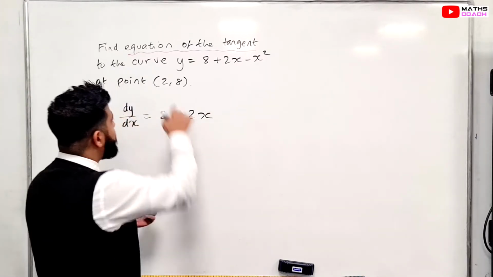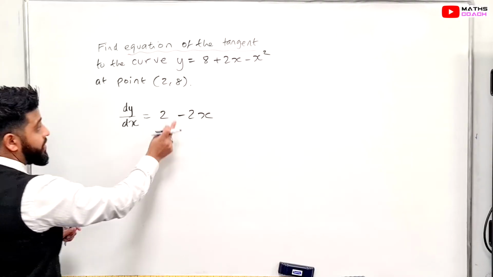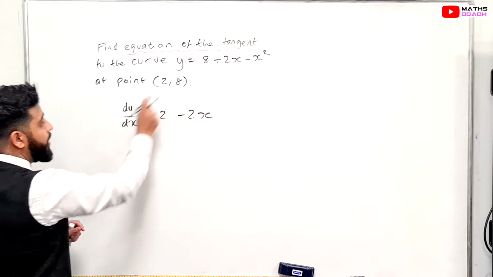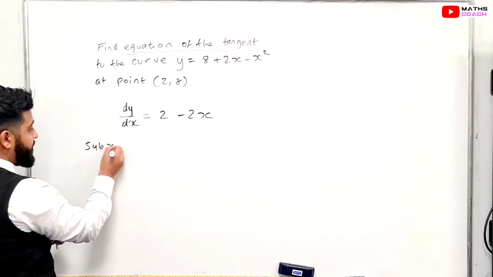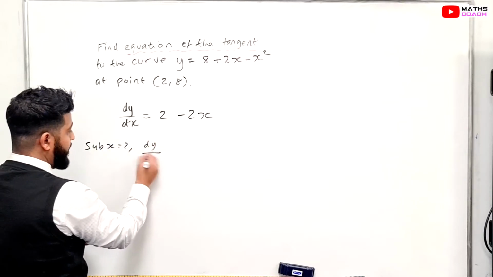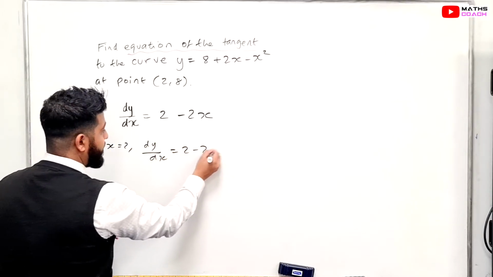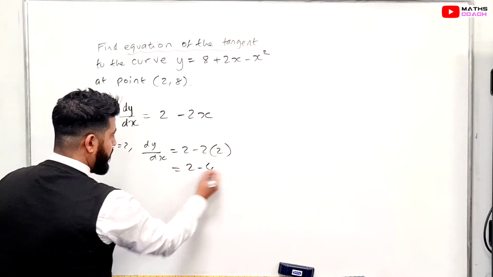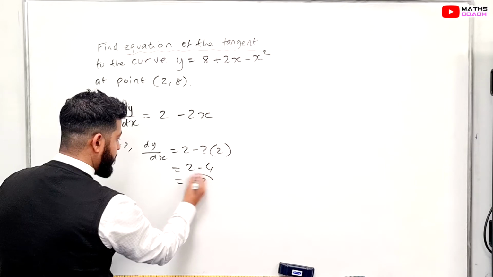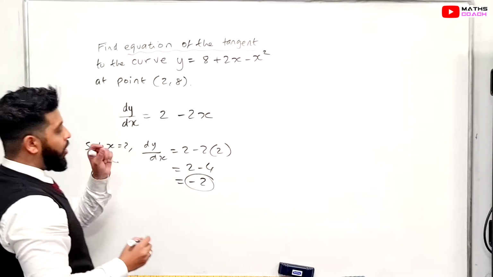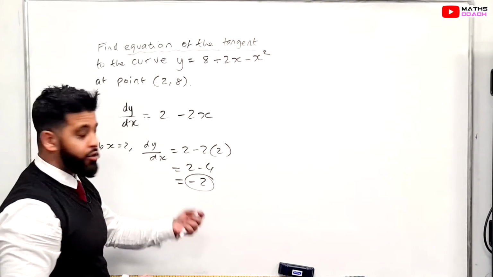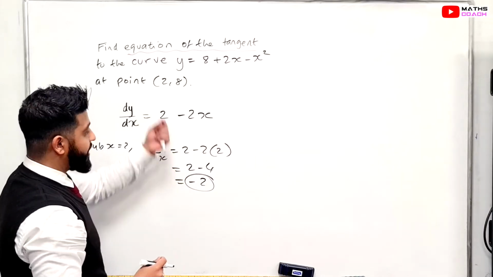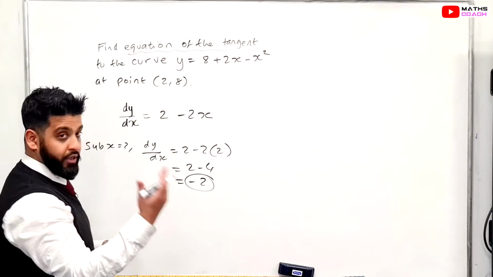And where do we want it? We want it at the point (2, 8). So we can substitute the x coordinate, which is 2. Sub x equals 2 in here, and we get dy over dx is equal to 2 minus 2 times 2, and that gives us 2 minus 4, which is minus 2. So the gradient of our tangent is also minus 2, because as I said earlier, the curve and the tangent share the same gradient at a particular point.